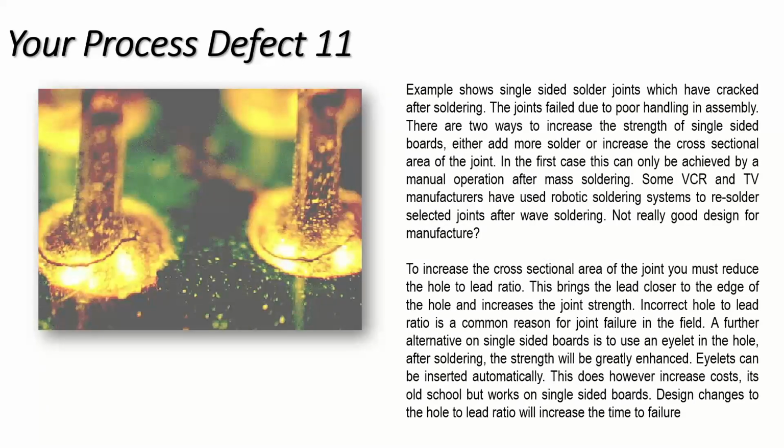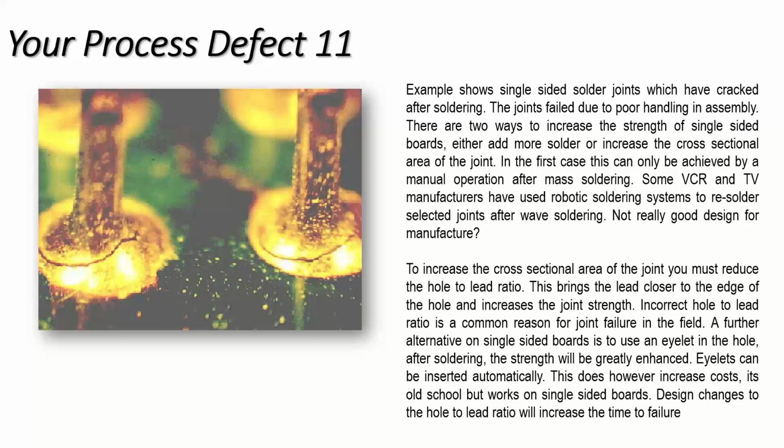Process defect number 11. And this sort of goes back to the point I was raising earlier about knowing your product, but also hole to lead ratio. It is so important. If you have a hole to lead ratio where the hole is very big and the pin is very small, and it's a single-sided board, which it is in this particular case, you'll get cracked joints quite quickly. And it depends how much strain is put on the board, the solder joint, and the pins on the connector, or whatever it might be. But these cracks are in a single-sided board joint.